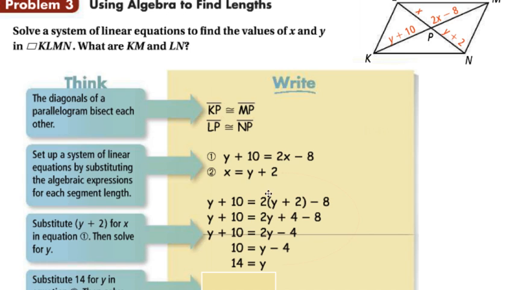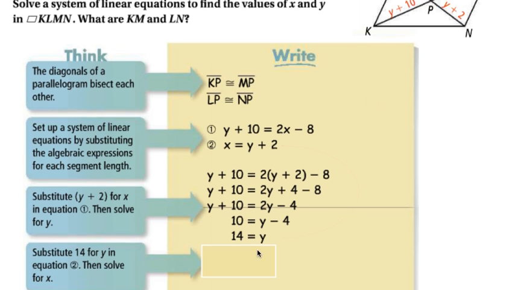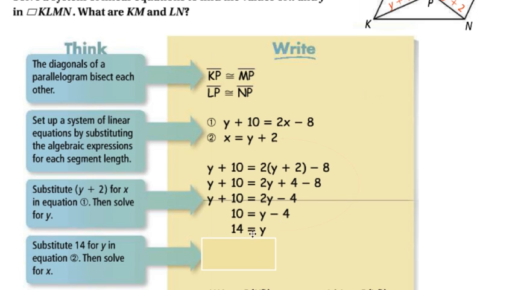Now we're just going to use a little bit of algebra. This is our distributive property. Multiplying 2 through your parentheses, we get 2y plus 4. And then rewrite your minus 8. And then the next step is just combining the plus 4 and the minus 8 to give us a negative 4. And then what we're going to do is subtract y from both sides, and we get 10 is equal to y minus 4. And lastly, we're going to add 4 to both sides, and we find y is equal to 14.